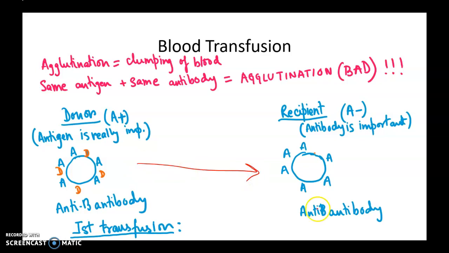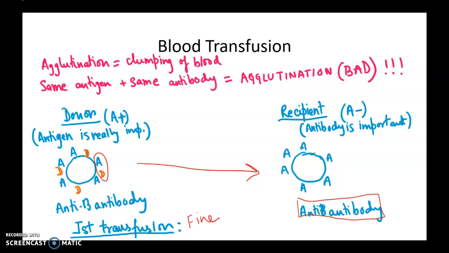So the recipient has anti-B antibody. The donor has both A and D antigens. So the anti-B antibody will not be able to react with either A or D antigen. So the first transfusion is fine. However, I want you to think of something. The recipient's body has never encountered D antigen before. So D antigen is very, very foreign to the recipient.